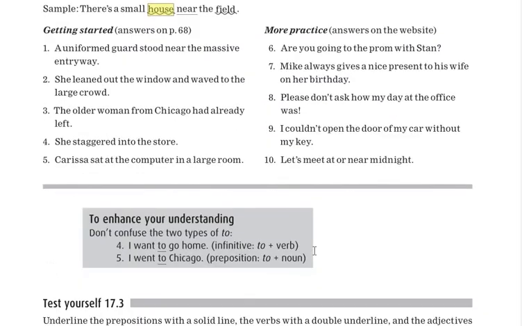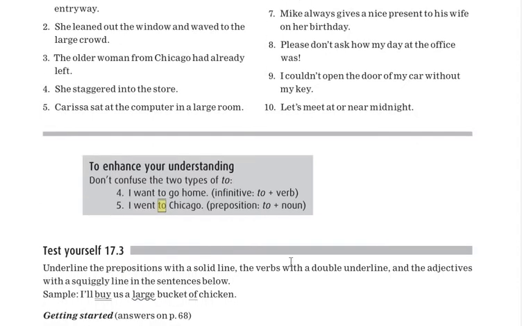Then, don't confuse the two types of "to." You have to keep in mind the infinitive "to," as in "I want to go home." Here "to" is not a preposition. Please listen again: "I want to go home." This "to" is an infinitive, before the first form of the verb. It is not a preposition. But in "I went to Chicago," this "to" is a preposition. So you have to keep this point in mind.